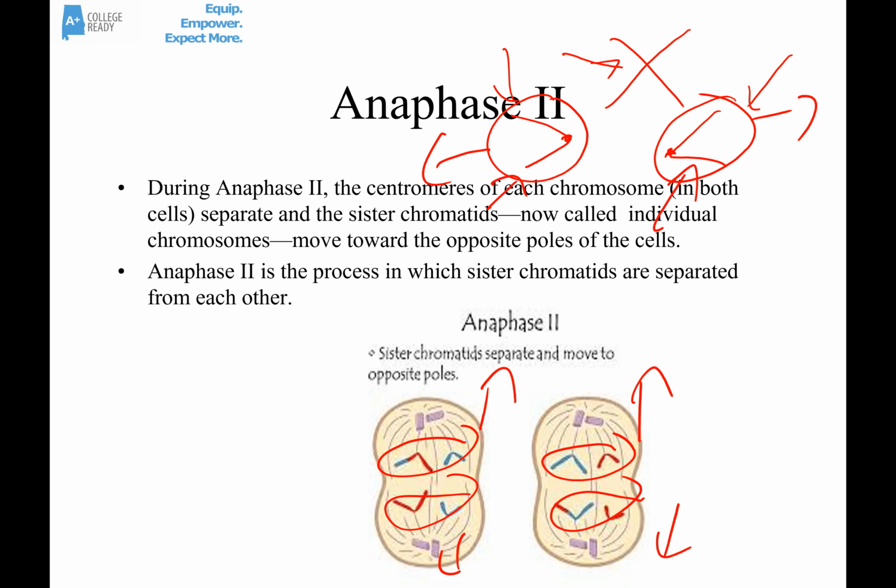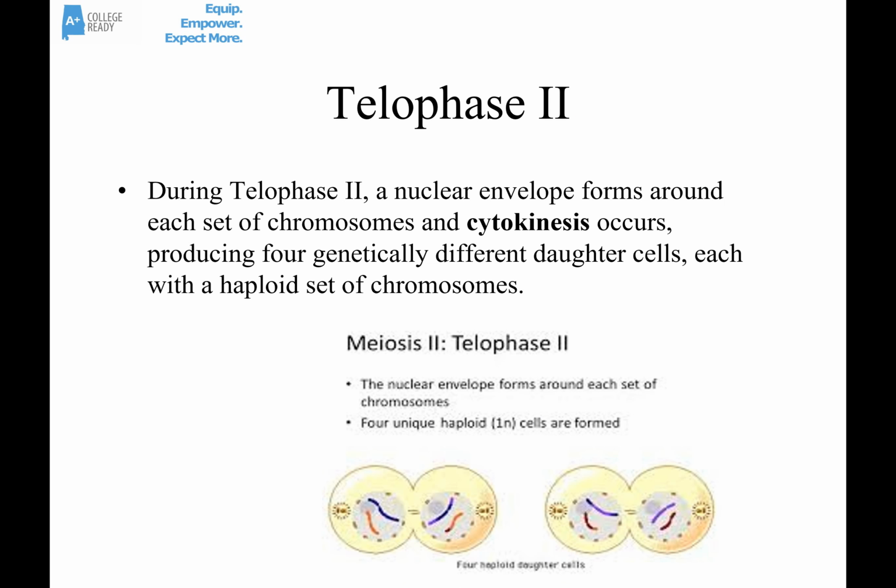Now, unlike mitosis, these sets may not be identical. Things like independent assortment and crossing over have mixed up the chromosomes so that we're not making cells that are identical to each other. After anaphase 2, we get telophase 2.